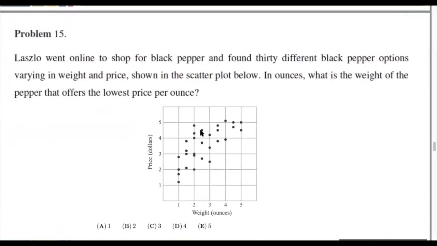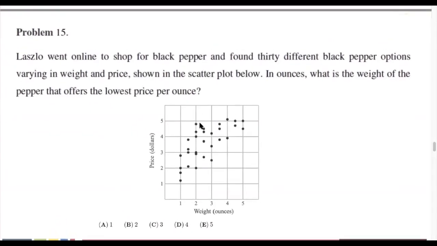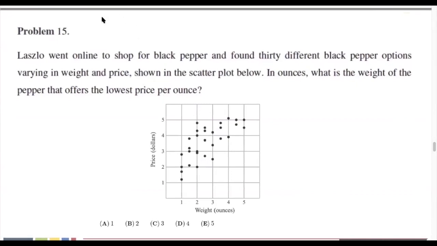Number 15, we have Laszlo, who went online to shop for black pepper, and he found 30 different black pepper options. That's a lot of black pepper. But in ounces, what is the weight of the pepper that offers the lowest price per ounce? So it seems like at first, oh, we'll have to go through all 30 of these, find the weight, find the price, divide the two, and see how big it can get, right?